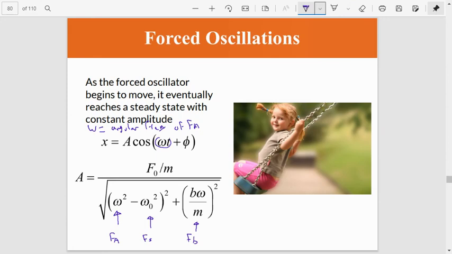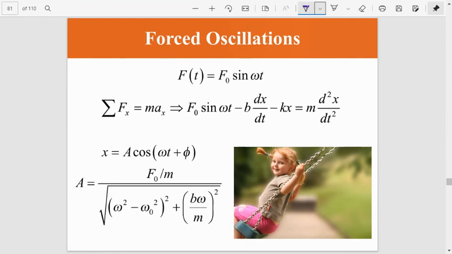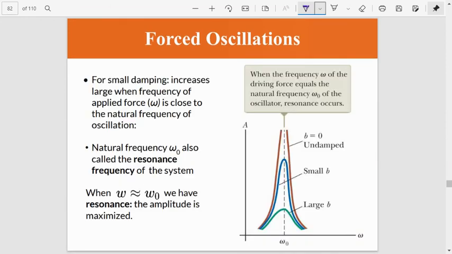Now, you'll note though that you have a term in the denominator that's omega squared minus omega naught squared. So it's the frequency of the applied force minus the natural frequency from the restoring force. As the frequency of the applied force comes close to the natural frequency, that will give you a bigger amplitude. So we show that here.